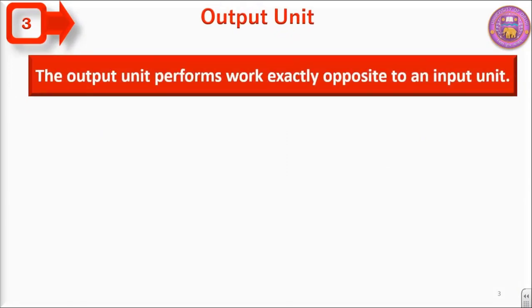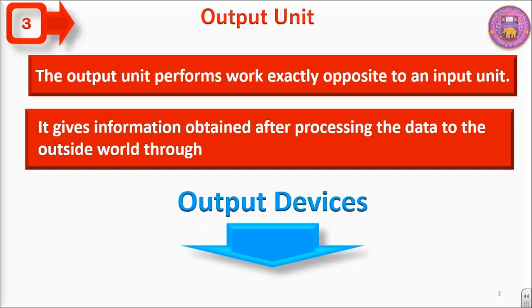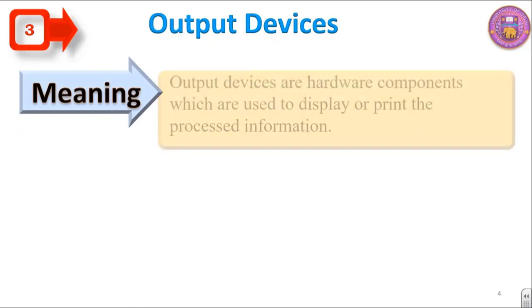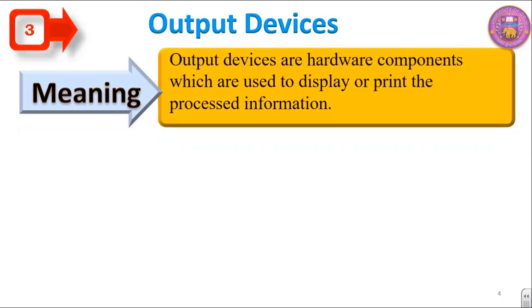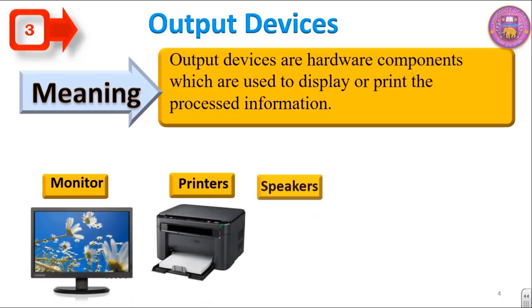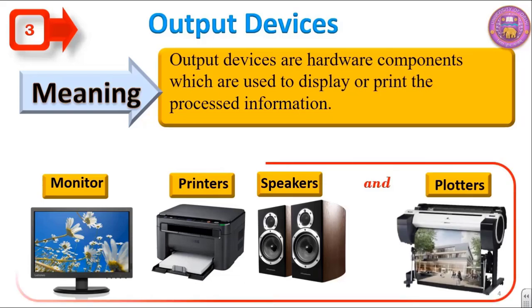The output unit performs work exactly opposite to an input unit. It gives information obtained after processing the data to the outside world through output devices. Output devices meaning. Output devices are hardware components which are used to display or print the processed information. Monitor, printers, speaker, and plotters. All these are output devices.